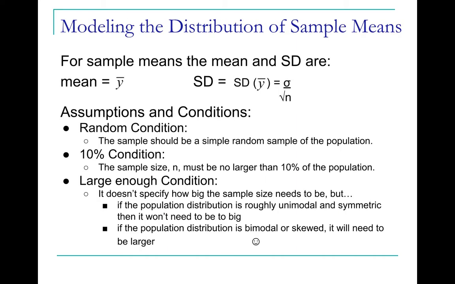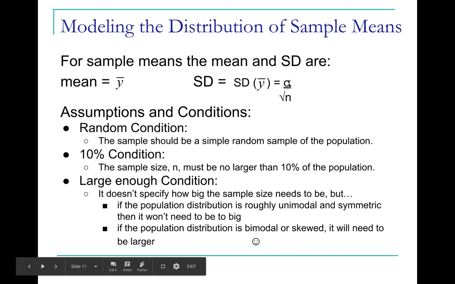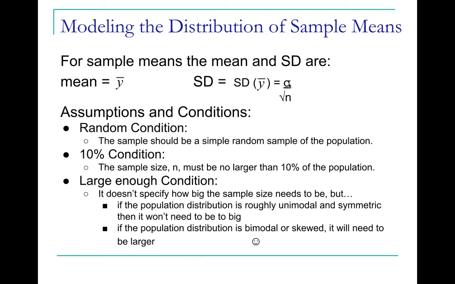So for a mean, the mean and standard deviation, the mean would be y bar, and the standard deviation of y bar is sigma over the square root of n, where this sigma is the standard deviation of the population. So like the actual standard deviation, and it'll always be given to you.